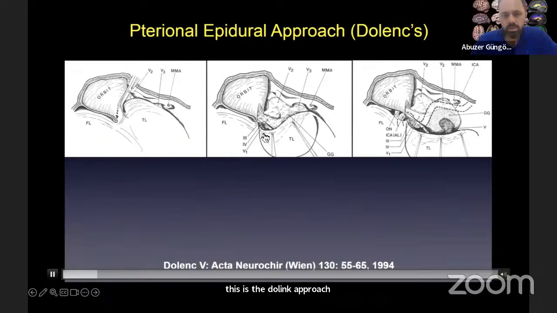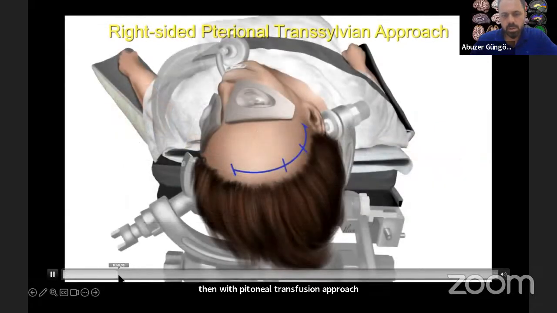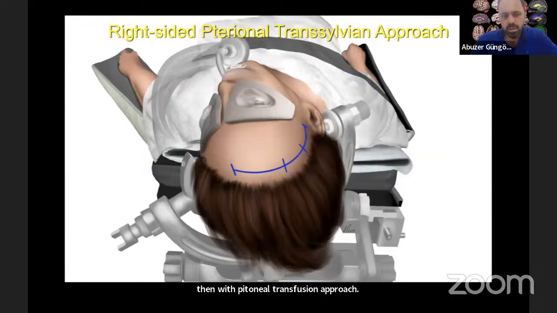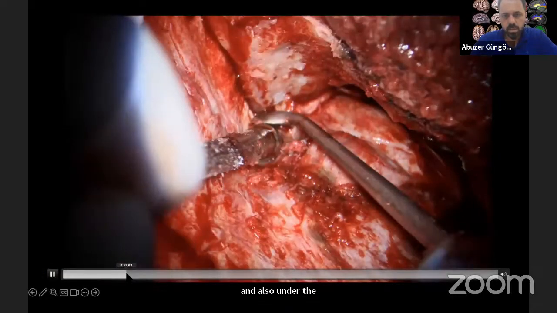We open the middle cranial fossa and reach the Meckel cave, with a pterional transsylvian approach, and also under the pretemporal approach, you can say.